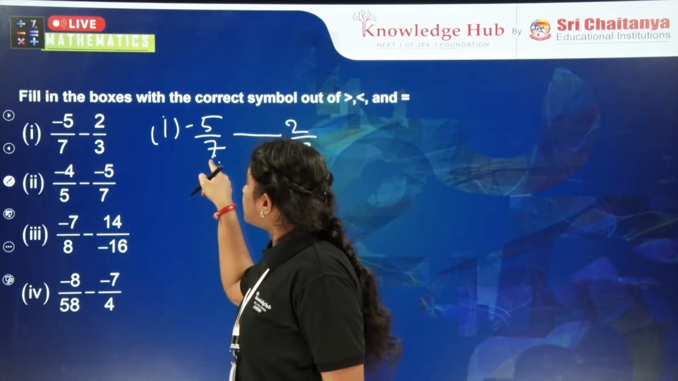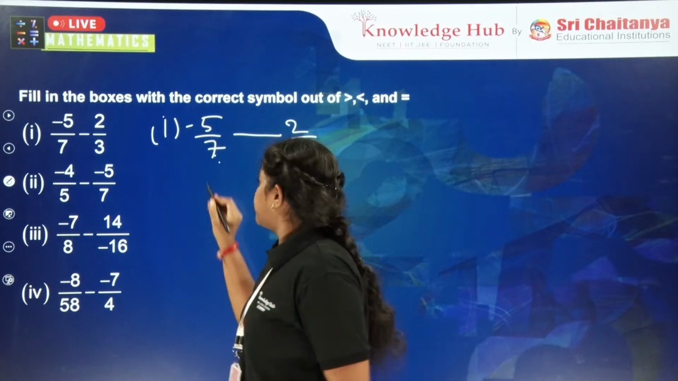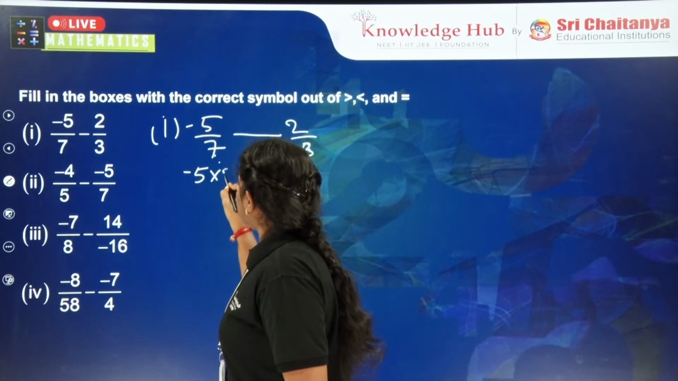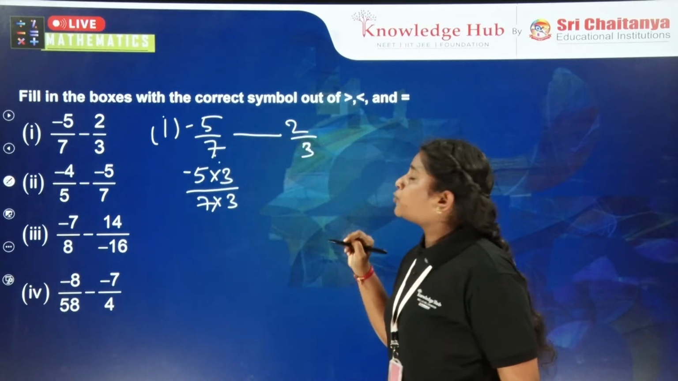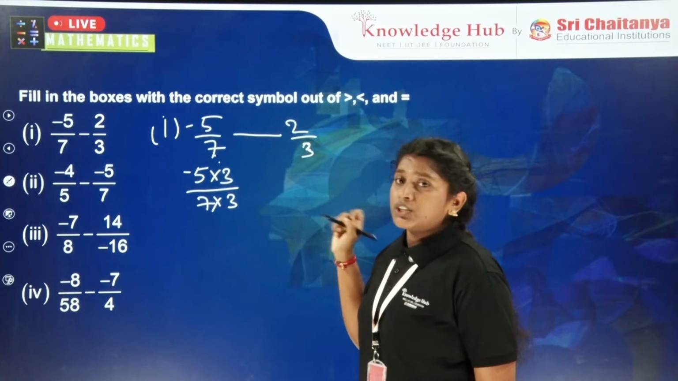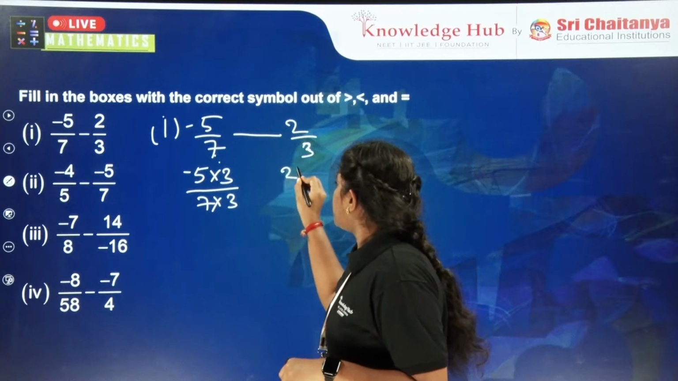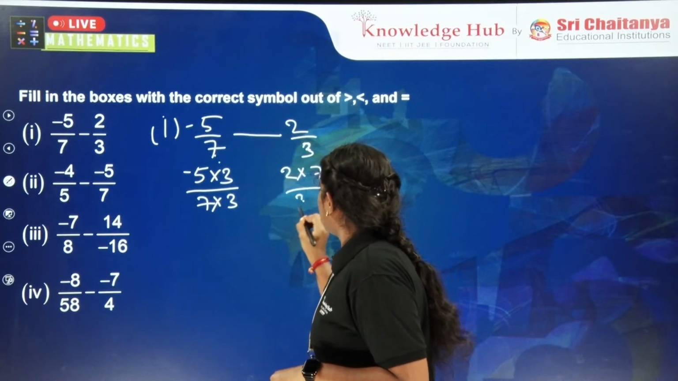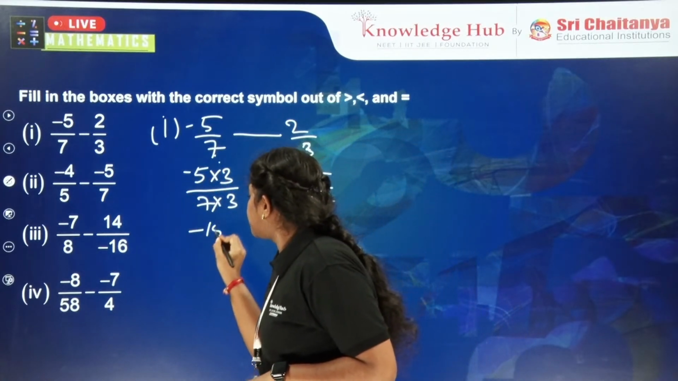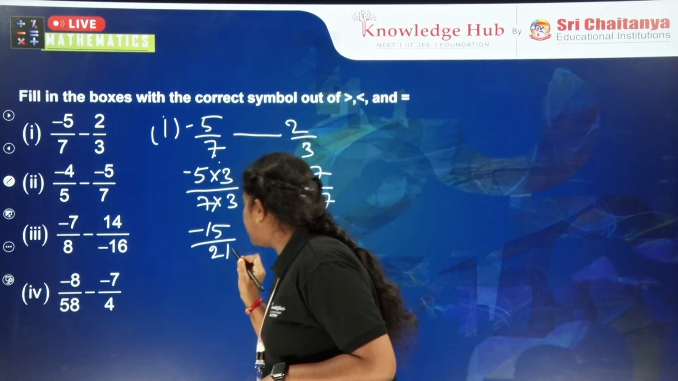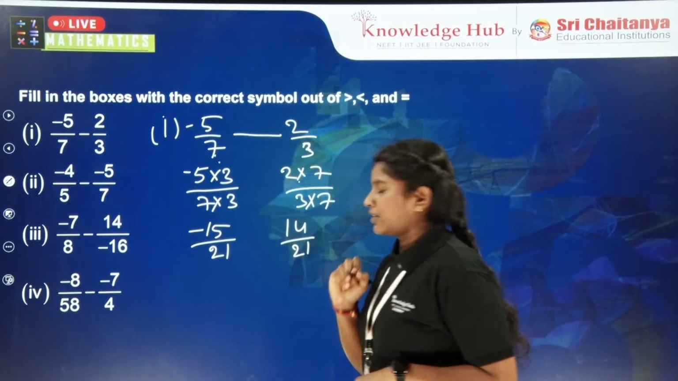Now I have to convert my 7 into 21. That means I have to multiply my 7 by 3, so it will become minus 5 into 3 by 7 into 3. And coming to the 2 by 3, 3 should be converted into 21, so it should be multiplied by 7. So now it will become 2 into 7 by 3 into 7. Now minus 5 into 3 will give you minus 15, and 3 sevens are 21. Coming to the other one, 2 sevens are 14 and 3 sevens are 21.